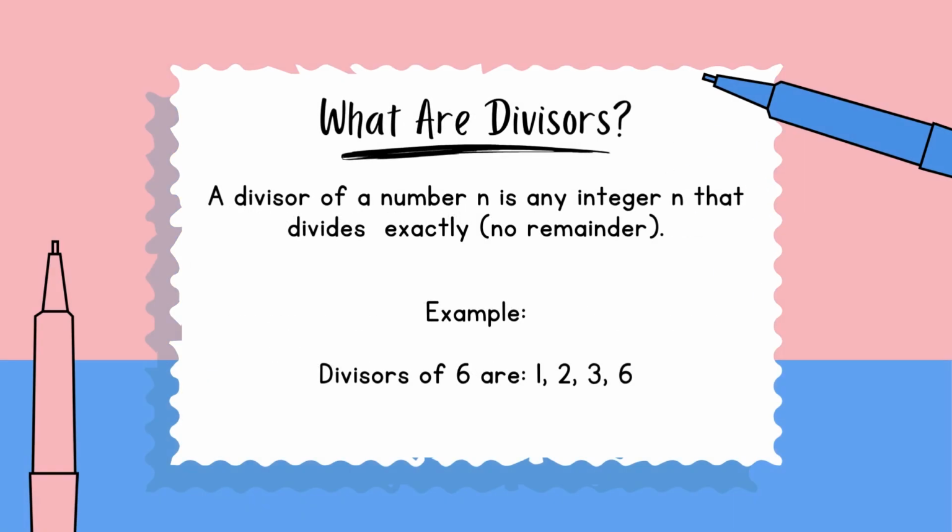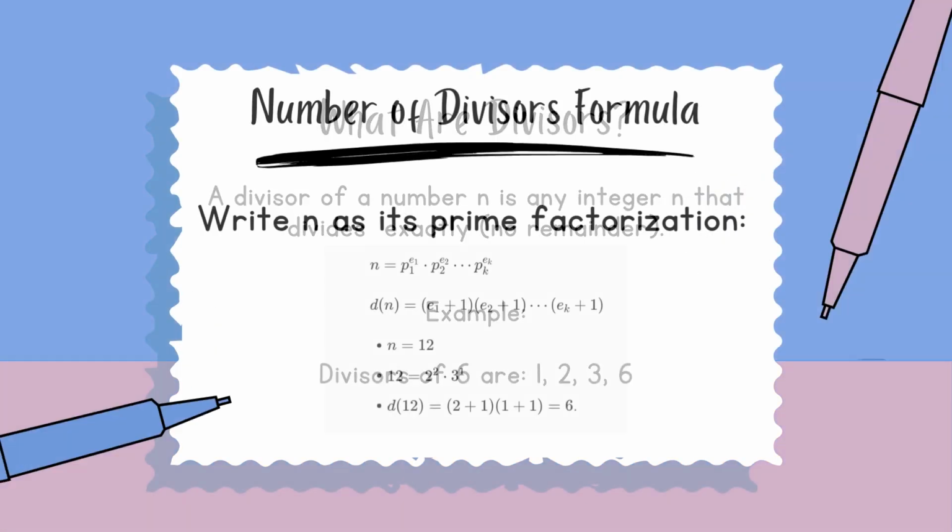A divisor of a number is an integer that divides it exactly, leaving no remainder. For example, the divisors of 6 are 1, 2, 3, and 6 because these numbers divide 6 evenly.